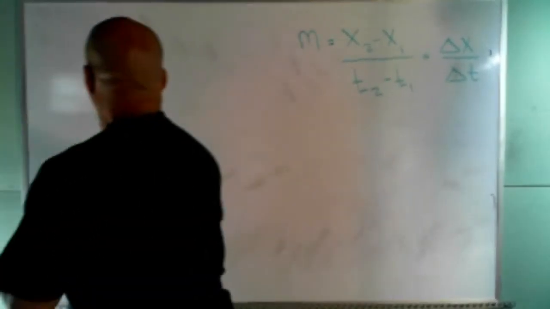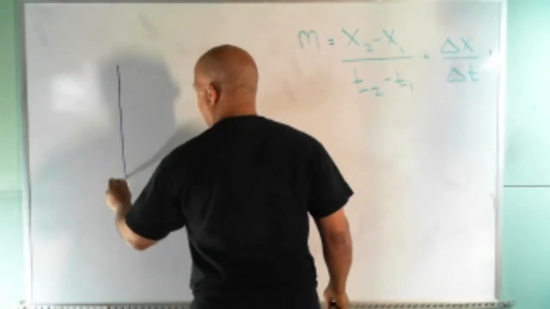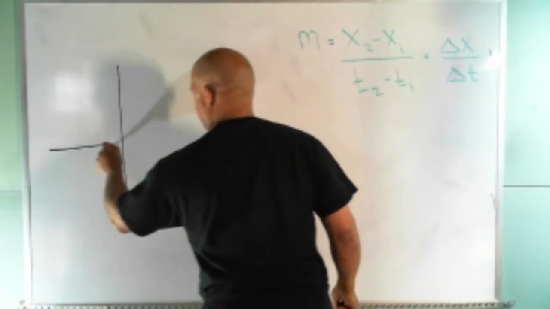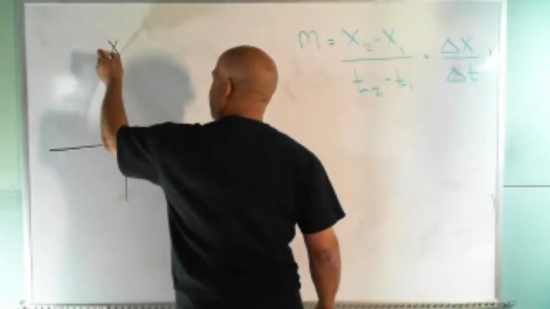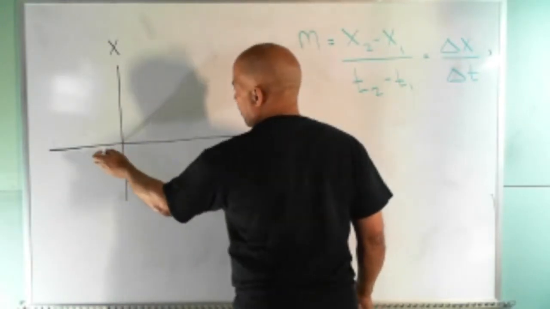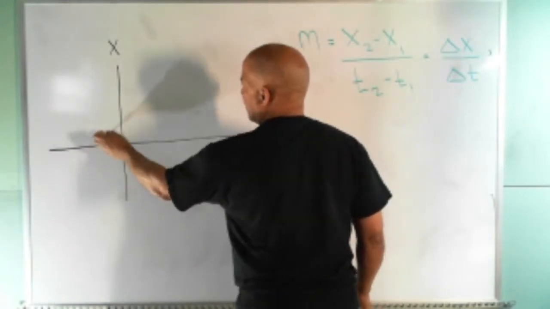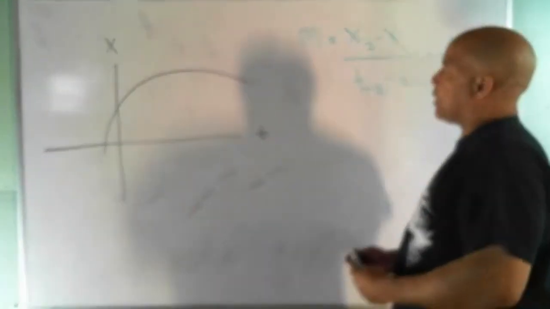So I'm going to make up any old curve. Here's my axis. T and X again. And let me make a curve. So I'm going to start my curve. I guess I'll make it like this. There's my curve.